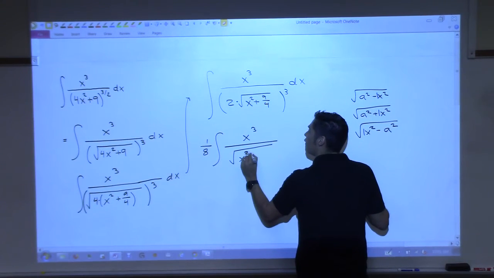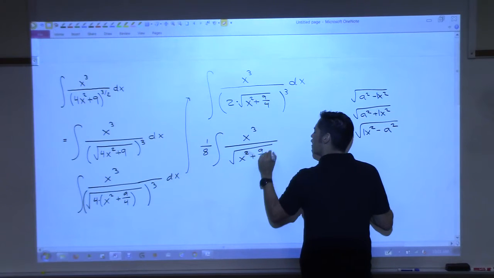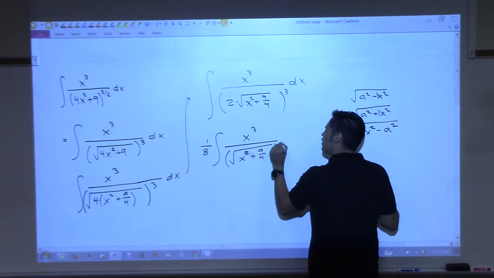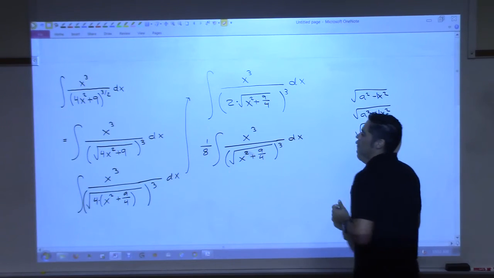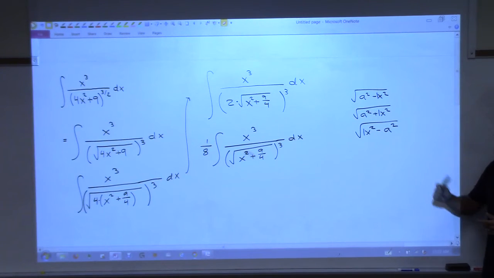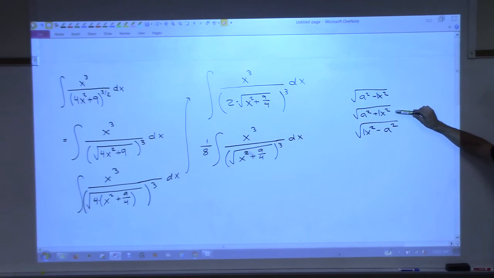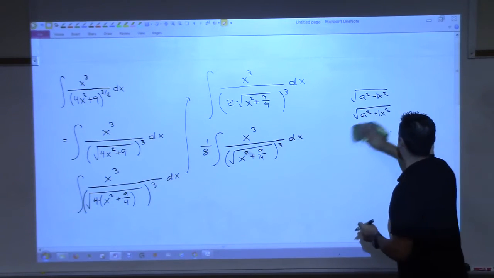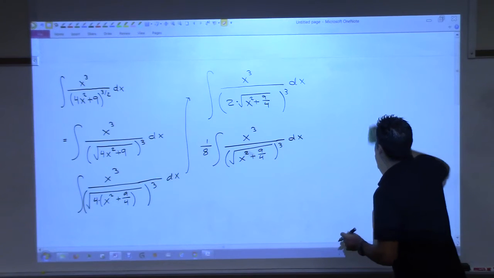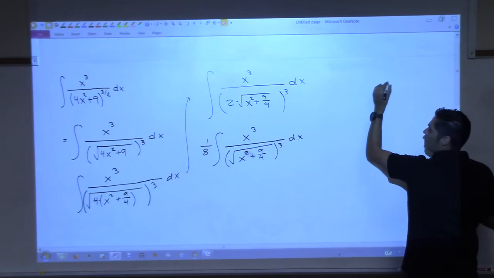x squared plus 9/4 cubed dx. All right. Now it looks like that one, right? We have x squared plus a constant. So we're going to go and use our trig sub now. This is where I'm going to do my trig sub over here.